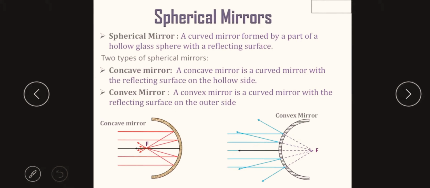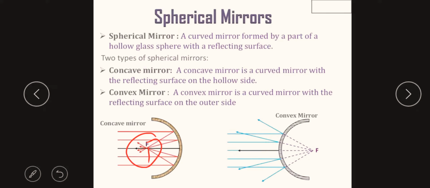I will explain with the same diagram here. If you consider a concave mirror, these are the parallel rays, the rays which are incident on the mirror. Once they are incident, they reflect back to the same medium, and they meet at a particular point. This point we call the principal focus, represented by F.